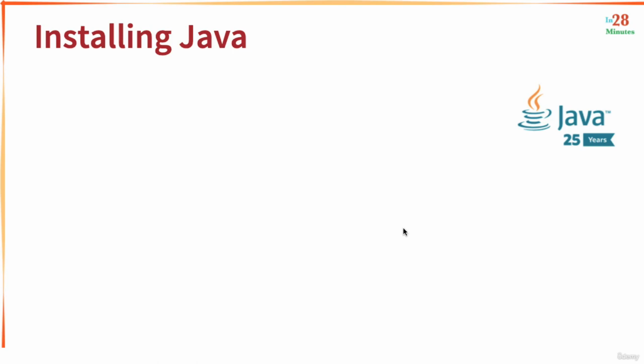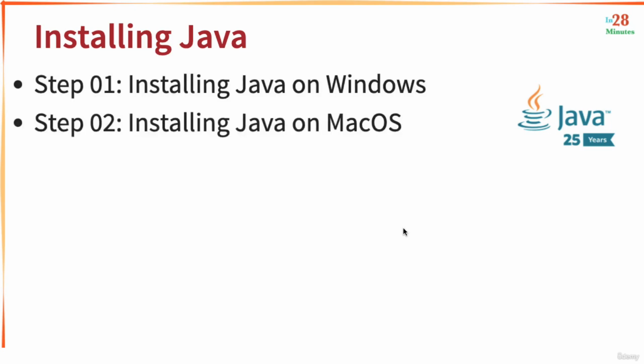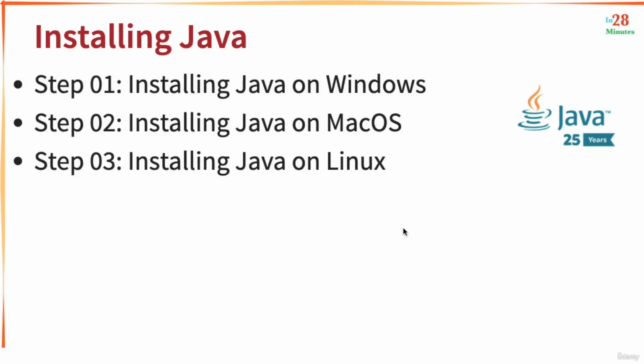And let's get started with installing Java on our local machine. We have three different steps: step 1, step 2, step 3. Installing Java on Windows, macOS, and Linux. Based on your operating system, you can choose the appropriate step.